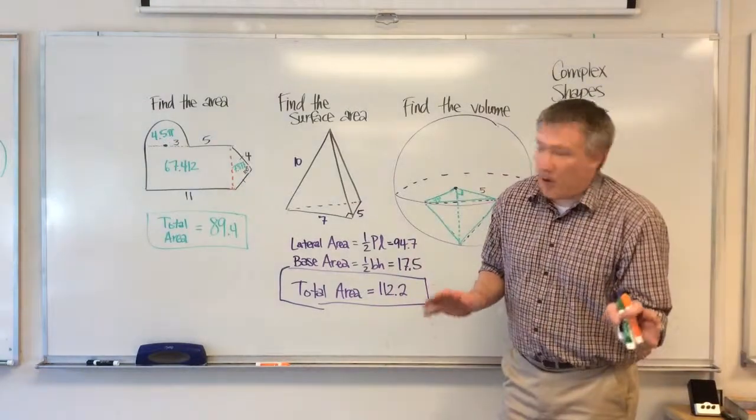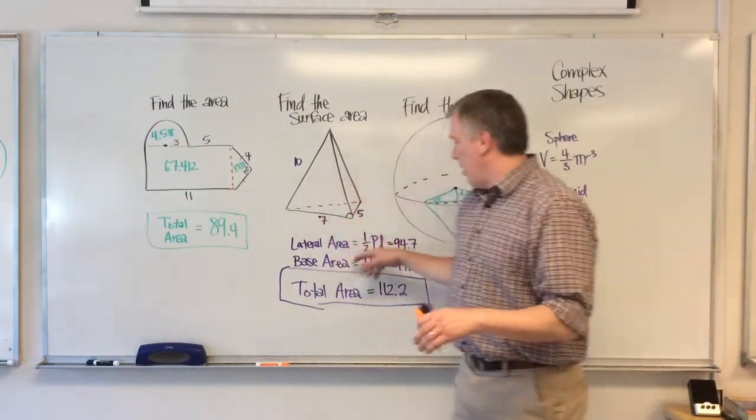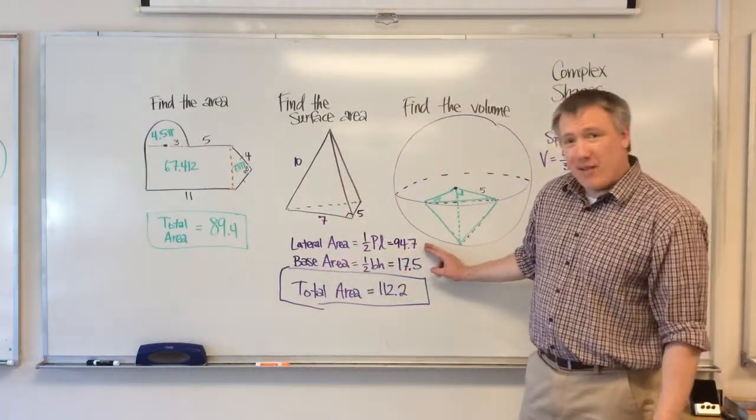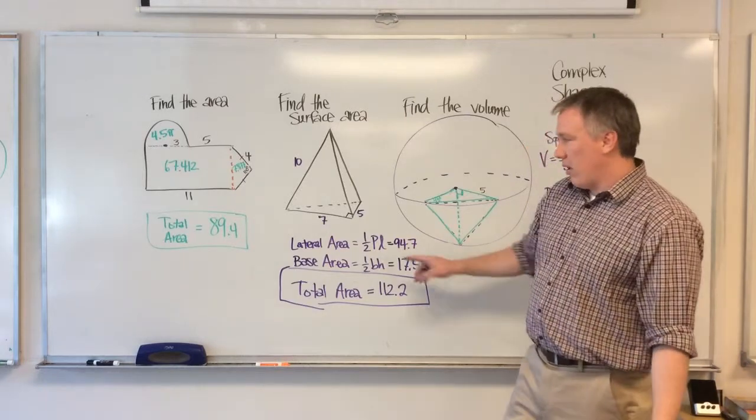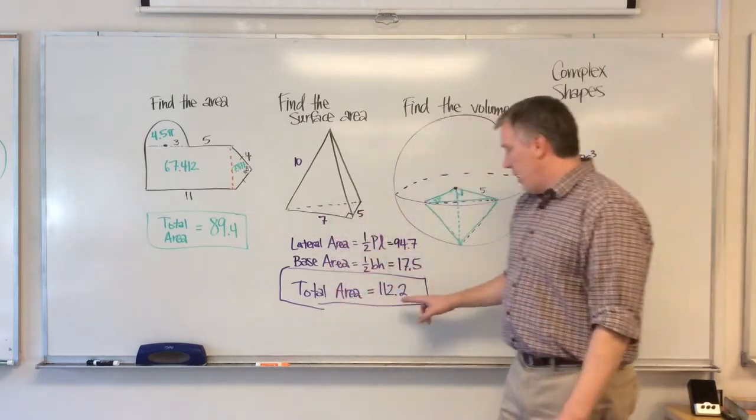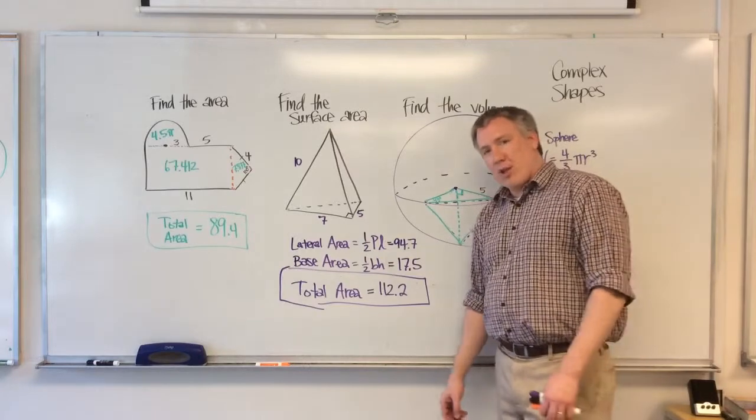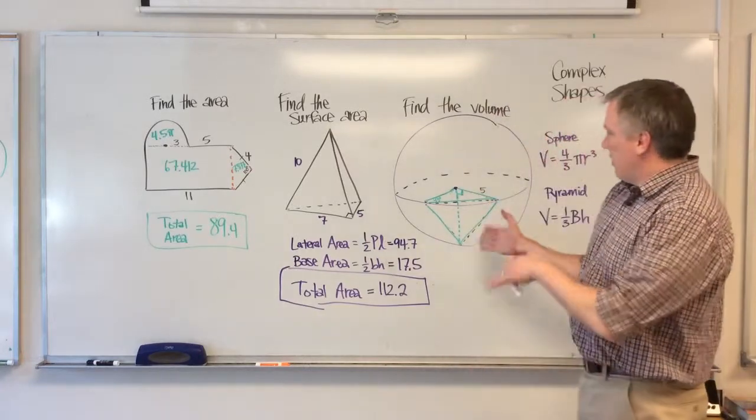Okay, so if you followed along and found the lateral area, you would have come up with 94.7. Added to the base area of the bottom triangle we already had, that comes up to 112.2. Now, let's do this problem.